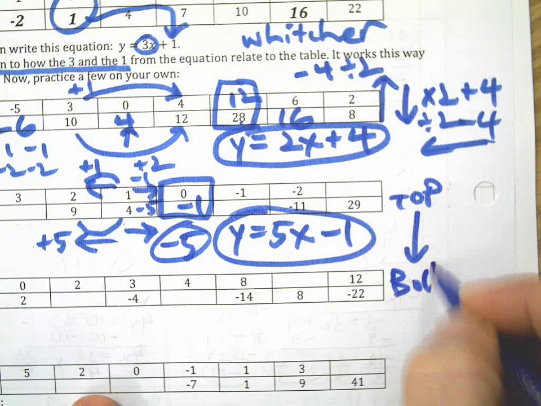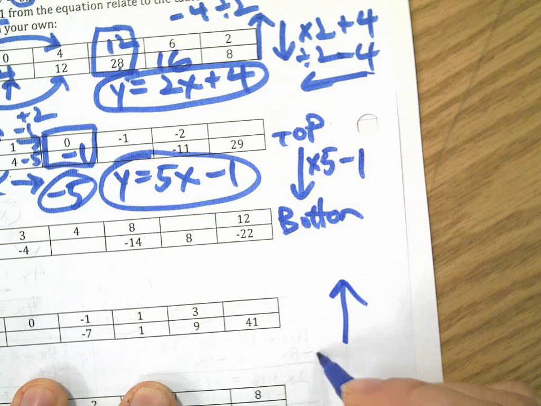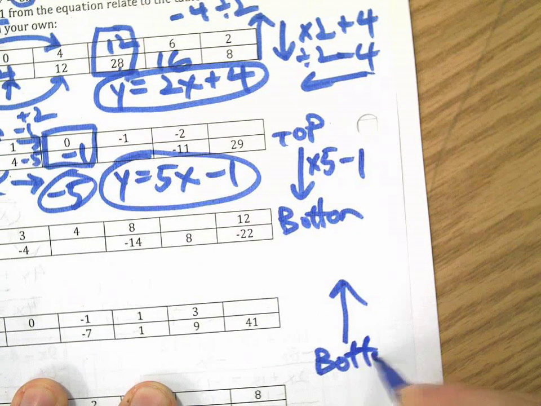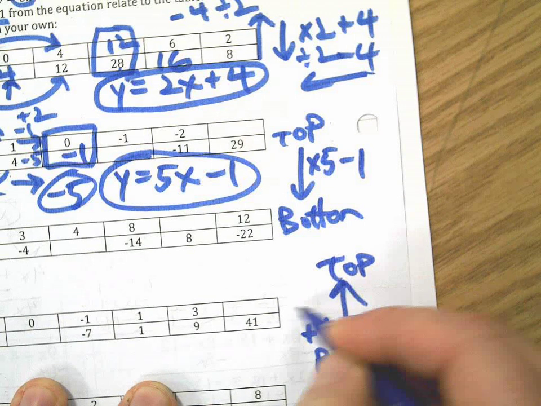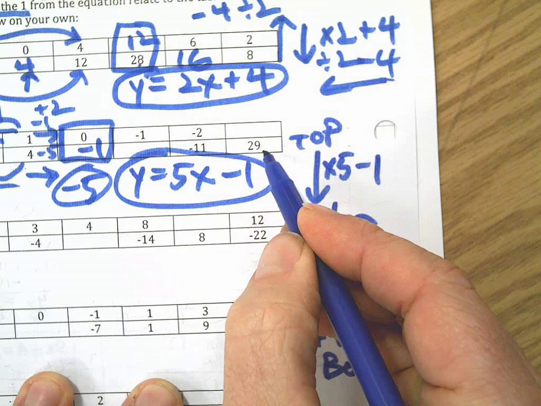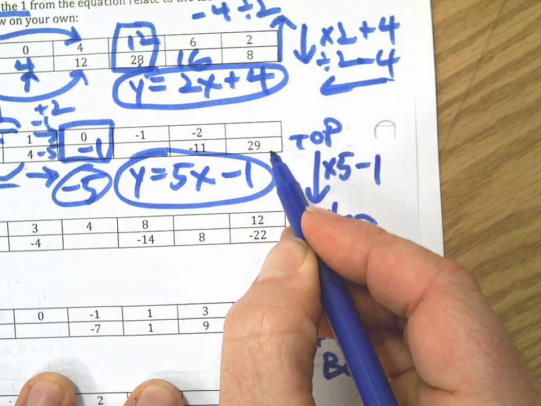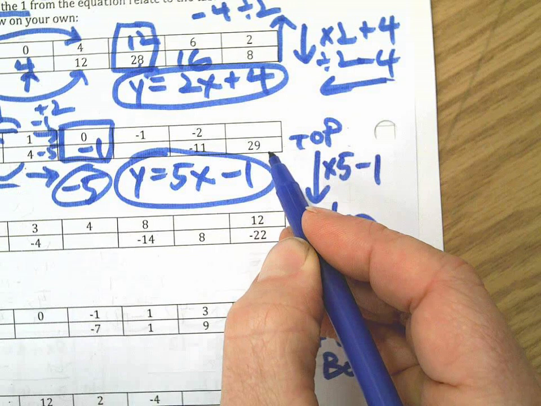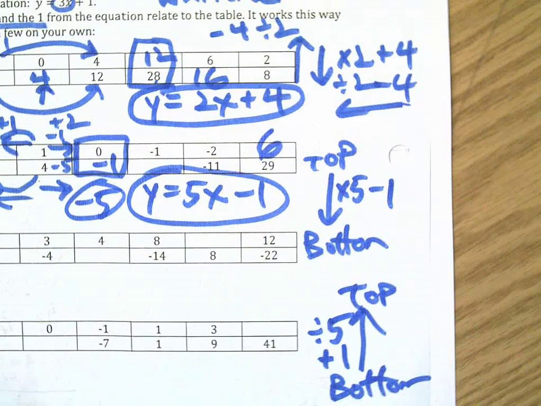Top to bottom, we're going to go times 5 minus 1. To go from bottom to top, we're going to go plus 1 divided by 5, like right here. What's 29 plus 1? 30. Oh, come on, 29 plus 1. 30. You're on YouTube. Come on, what's 29 plus 1? 30. Divided by 5. 6.